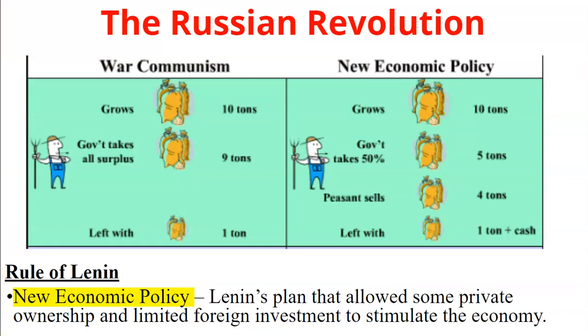So the New Economic Policy. During the war, if you're growing a bunch of food, war communism meant you, the farmer, would grow 10 tons of it. The government's going to take all the surplus, like 9 tons, and you're left with a ton. Not great. But under Lenin, after the war, he's like, okay, cool. You've grown 10 tons. The government takes 5. You go off and sell 4 of that, and you're left with 1 ton to feed your family, plus a bunch of cash. So his plan actually allows for some private ownership and limited foreign investment to stimulate the economy.